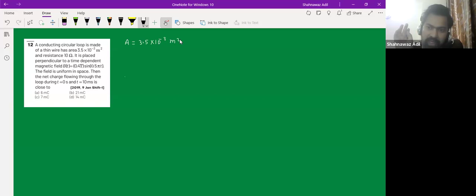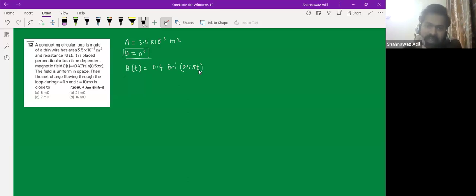So it is placed perpendicular, so its normal would be at zero angle with this magnetic field. So theta is 0 degree. And then you have this magnetic field which is changing. So this is 0.4 Tesla sine 0.5 pi t, right? So magnetic field is given.